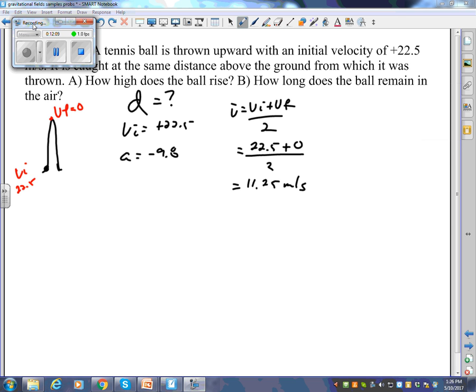How am I going to get the time? The formula has time in it. Yep. A equals delta V over delta T. Kind of like a puzzle. Minus 9.8. We're going to solve. Now, what is my delta V? I guess I really don't have it, do I?